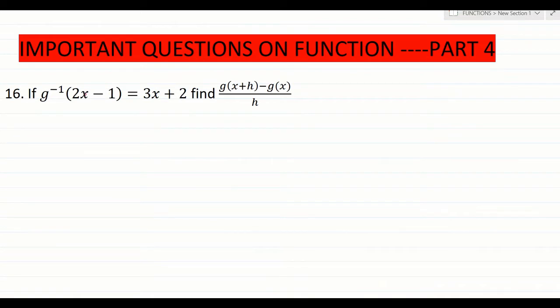Hi, let's continue. Important questions on functions part 4. Question number 16. If g inverse of 2x minus 1 is equal to 3x plus 2, find g(x plus h) minus g(x) over h. So, solution.